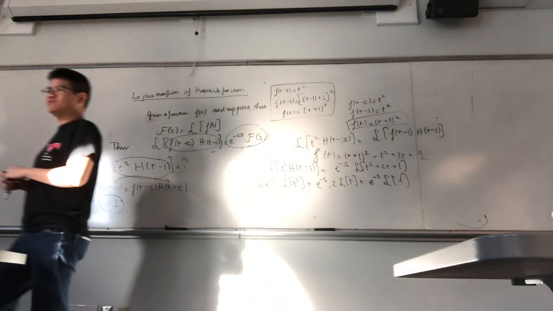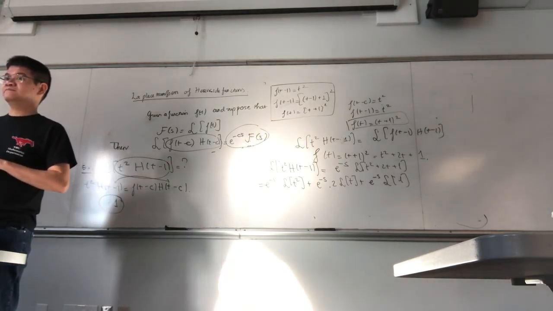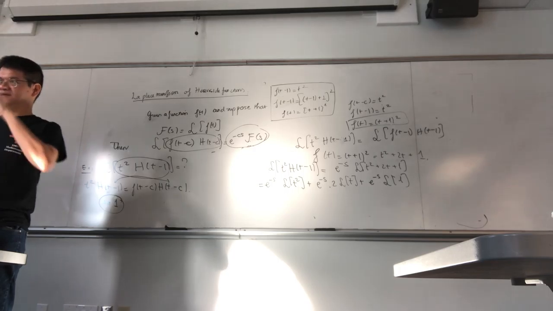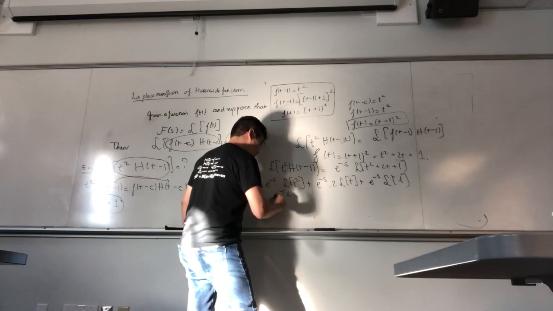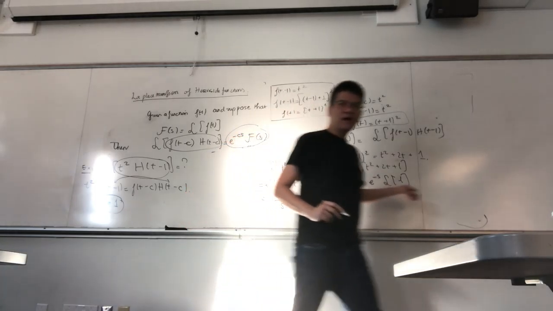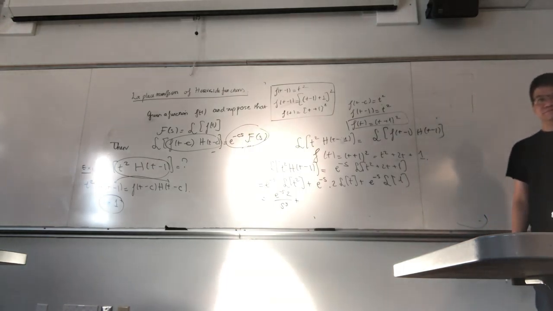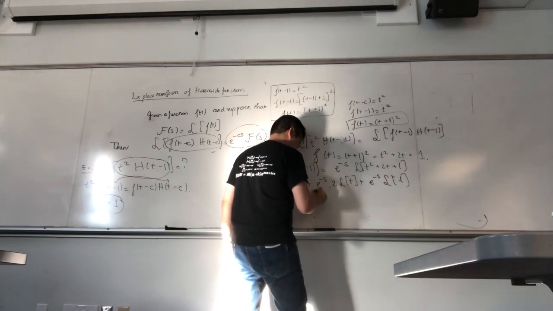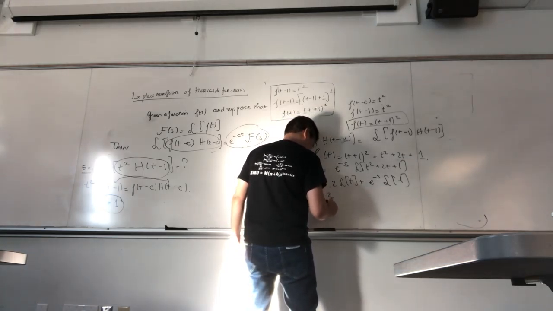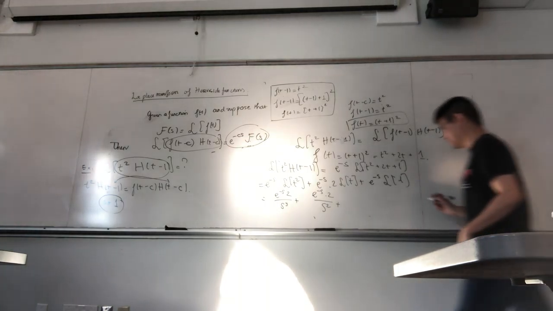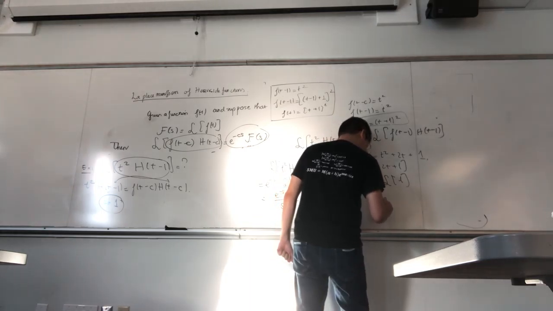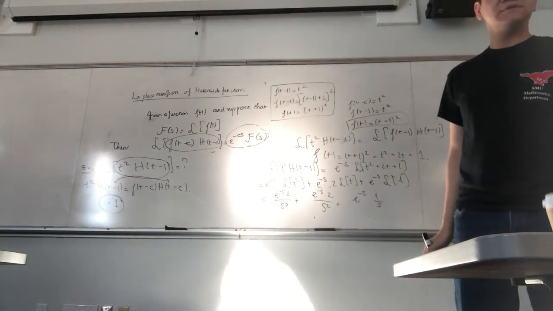So what is the Laplace transform of t squared? 2 over s cubed. So this guy gives you 2 over s cubed. What is the Laplace transform of t? 1 over s squared. So here I have e to the power minus s times 2 over s squared. What is the Laplace transform of 1? 1 over s. So this gives you 1 over s. Right? Simple?